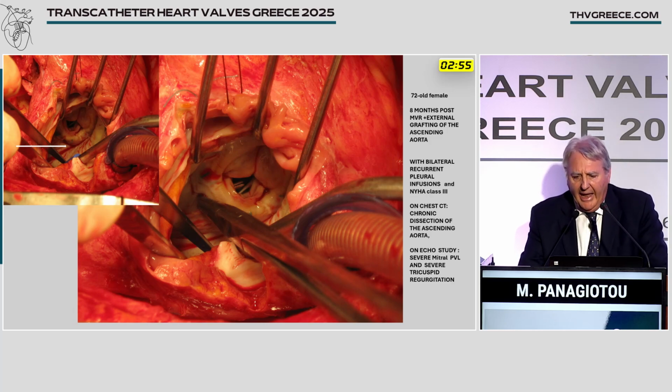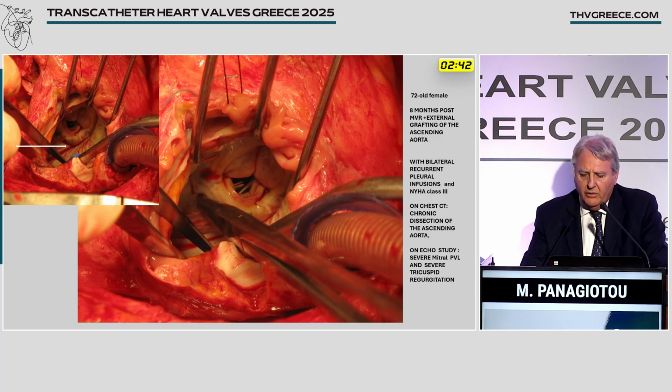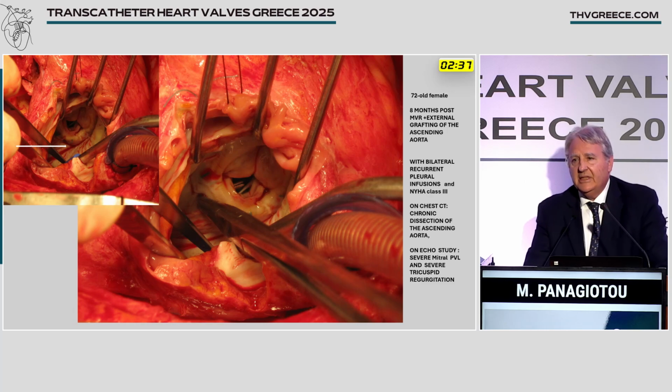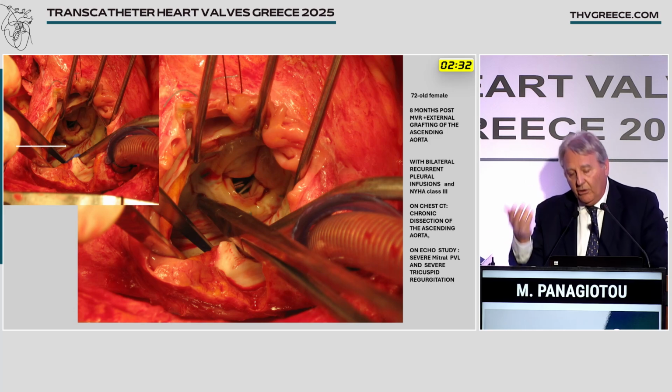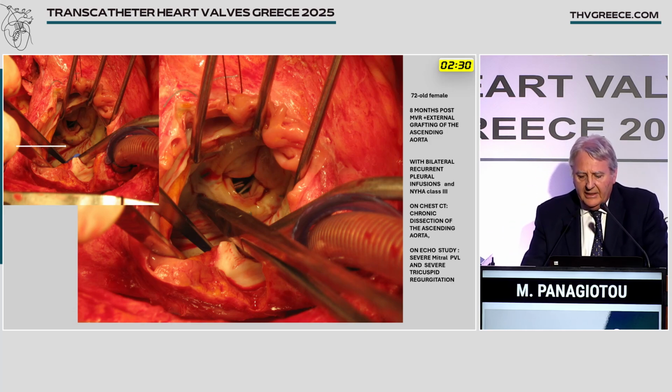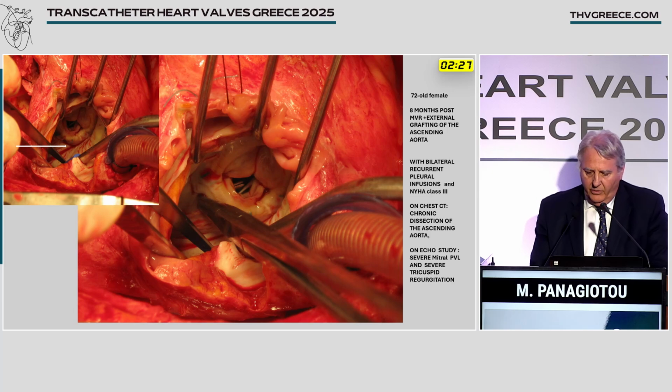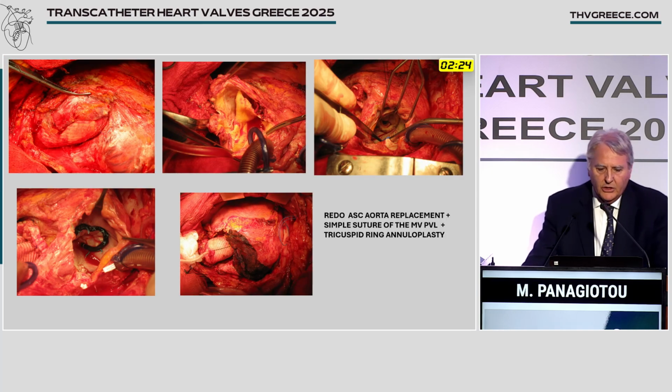72-year-old female, 8 months post mitral valve replacement and external grafting of the ascending aorta with bilateral recurrent pleural effusion, New York Heart Association class 3. On chest CT, she had chronic dissection of the ascending aorta inside the graft, which was outside of the aorta. And on echo study, she had severe mitral PVL with severe tricuspid regurgitation. So we had to redo and replace the ascending aorta.